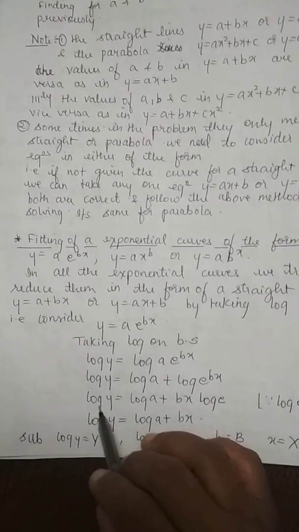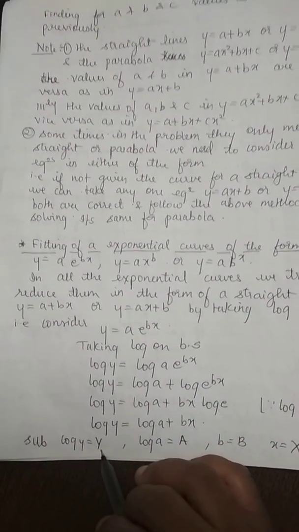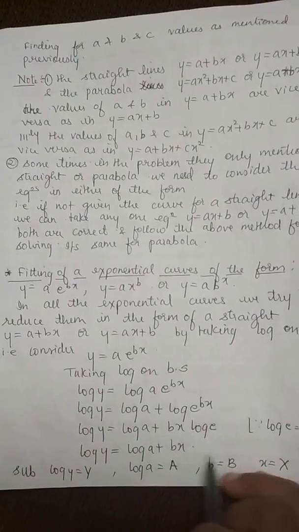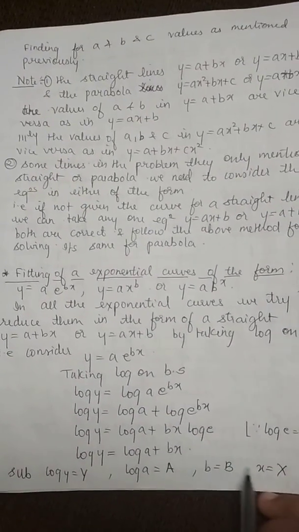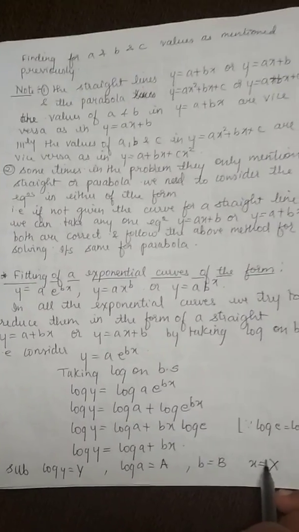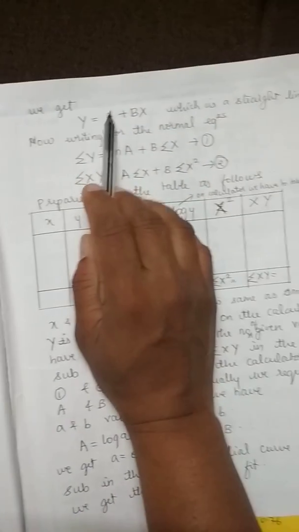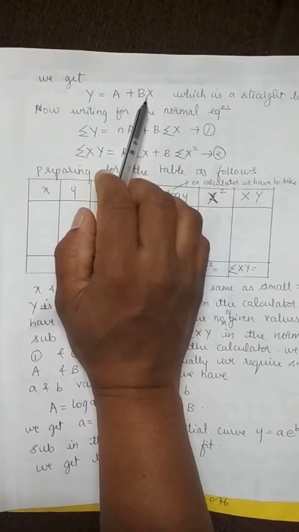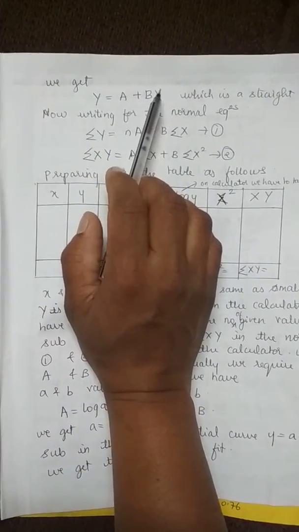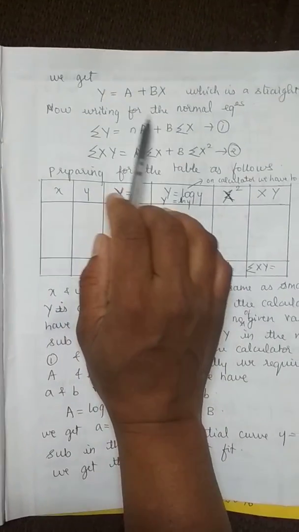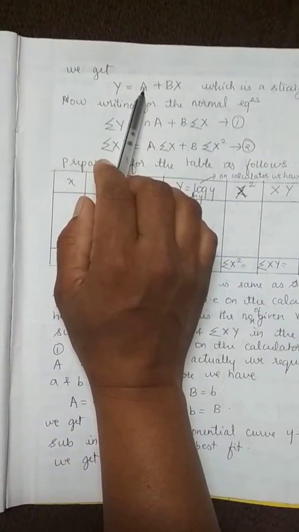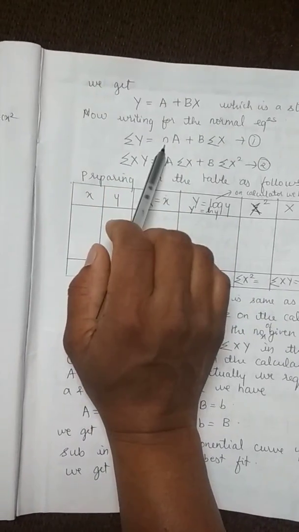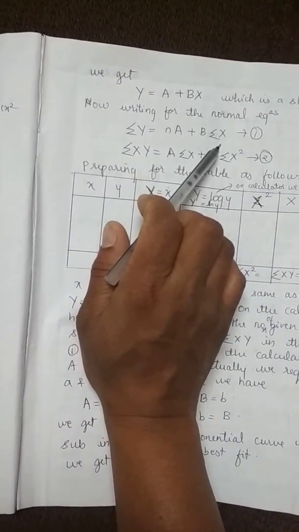If you observe, if we substitute log y as capital Y, log a as capital A, b as capital B and small x as capital X, we will reduce it into a straight line. Capital Y is equals to capital A plus bx, which is a straight line. So to start, we have to write the normal equations for this straight line. It will become summation y is equals to na plus b into summation x.